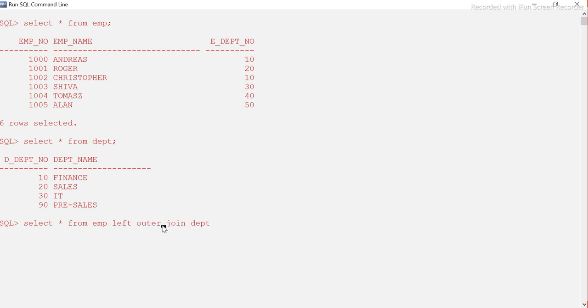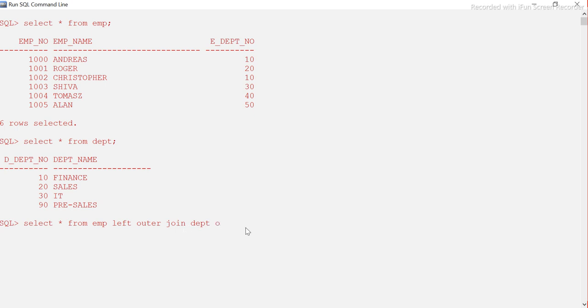So if I say left outer join, the table that comes on the left, before this keyword, will be called the left table. Whatever table comes after the left outer join keyword will be the right table by default. This is the convention that we understand and use, and Oracle understands it the same way. So in this case, employee is the left table and department is the right table.